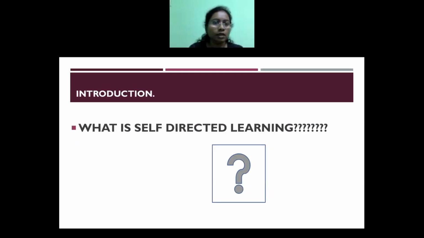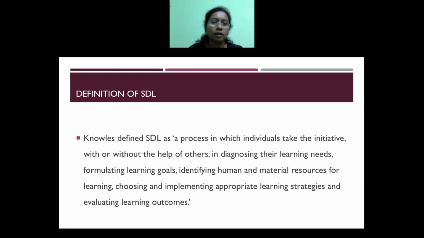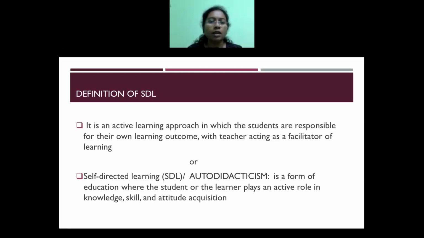Now coming to what exactly self-directed learning is. Knowles defined self-directed learning as a process in which the individual takes the initiative, with or without the help of others, in diagnosing their learning needs, formulating learning goals, identifying human and material resources for learning, choosing and implementing appropriate learning strategies, and evaluating the learning outcomes. In other words, it can also be called autodidactism, a form of education where the learner plays an active role in knowledge, skill, and attitude acquisition.